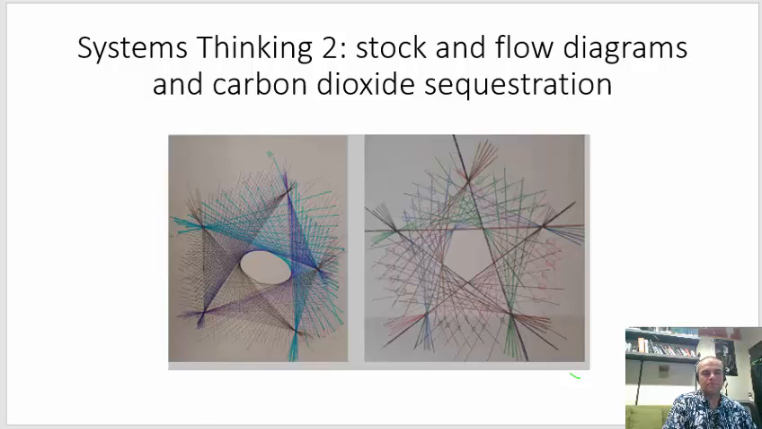Greetings again. In the last presentation on systems thinking, we defined systems and systems thinking and described and provided examples of causal models. In this presentation, I will describe a stock and flow methodology that allows a quantitative approach to apply systems models. We will then look at issues of greenhouse gas, carbon dioxide sequestration.